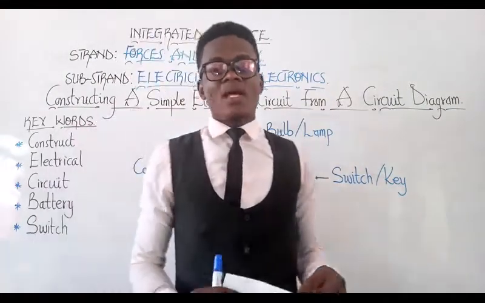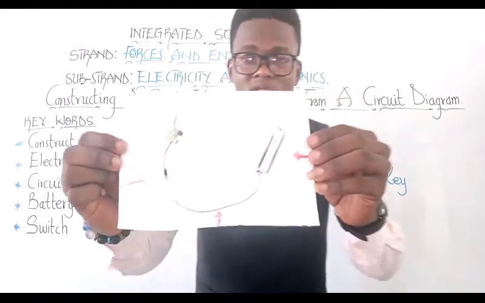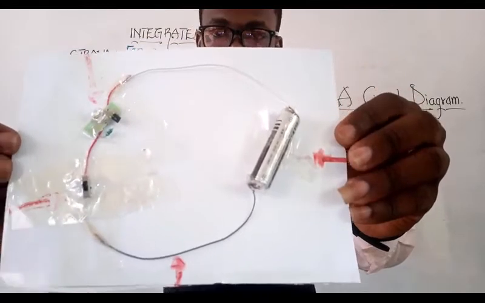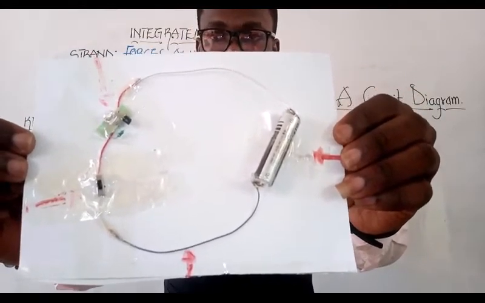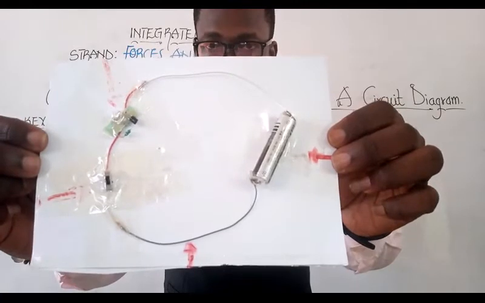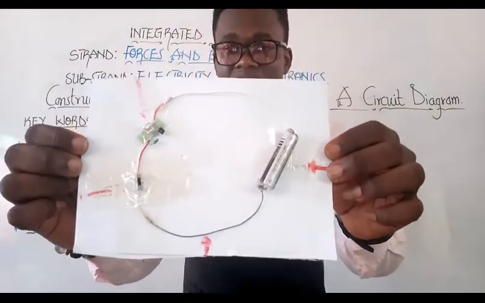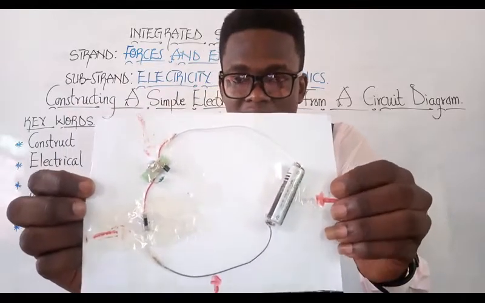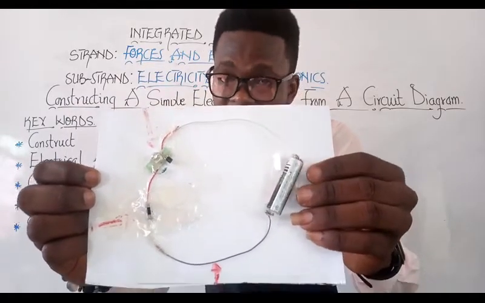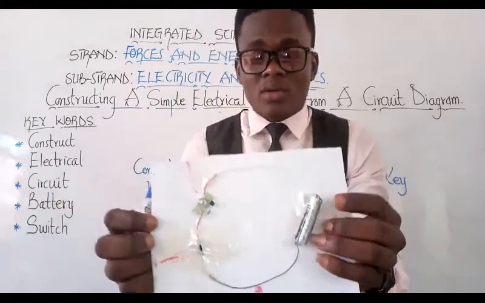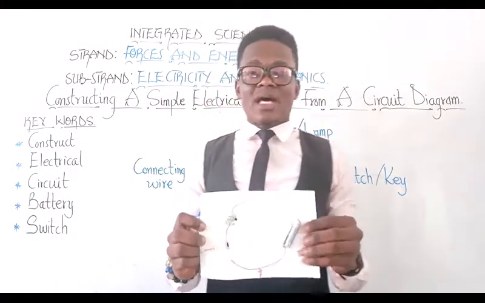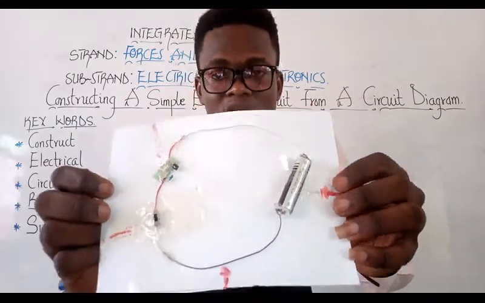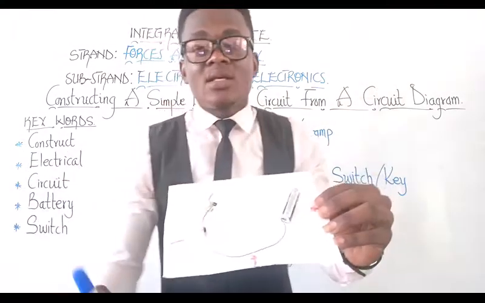All right. So now, what can you see over here? This is a simple electrical circuit. This one is an improvised one, something that is made by hand, as you can see over here. So we have the battery, the connecting wire, and then the dry cell.